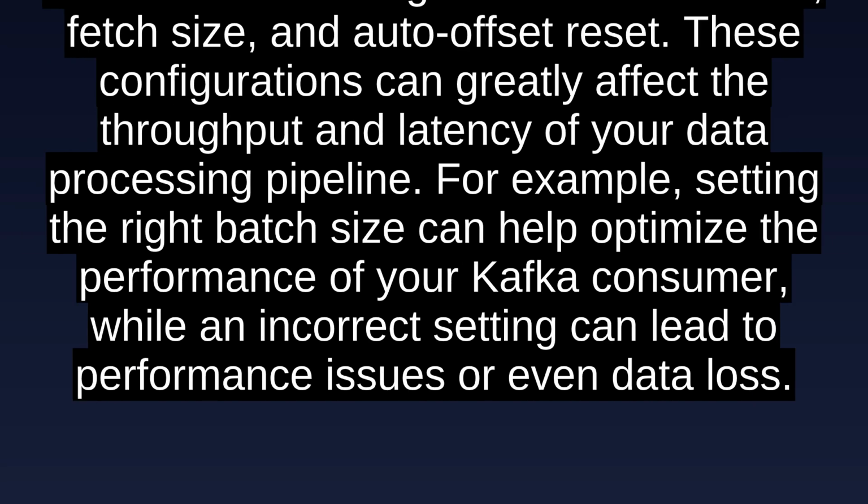The second point highlights the need to choose the right Kafka consumer configuration for your specific use case. This includes settings such as batch size, fetch size, and auto-offset reset. These configurations can greatly affect the throughput and latency of your data processing pipeline. For example, setting the right batch size can help optimize the performance of your Kafka consumer, while an incorrect setting can lead to performance issues or even data loss.